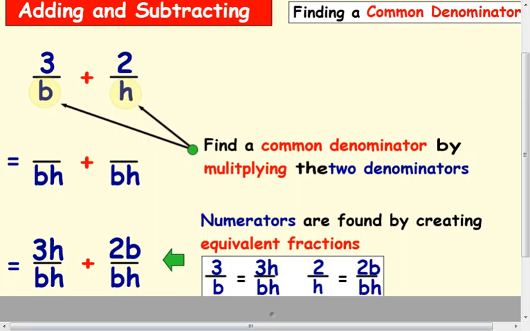Some people think of this process like this. You times along by the h and then diagonally up by the h. So you see how the h goes diagonally up and sits there as 3h. And the same process happens on the other side. b multiplied by the h to get your common denominator and diagonally multiply up to get the top of your other bit.